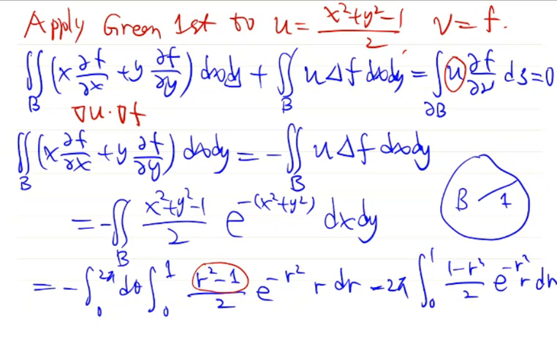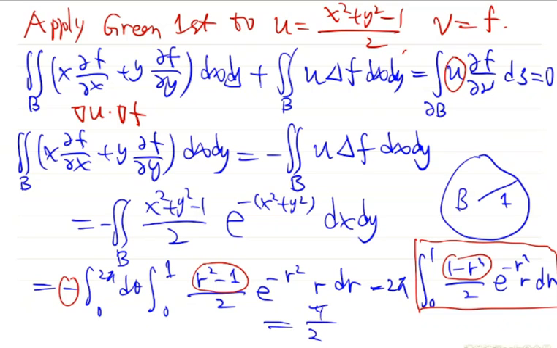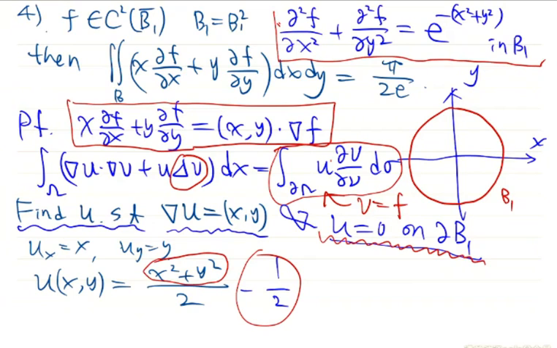This term, because of the minus sign here, becomes 1 minus r squared. Okay, so this integral can be computed, not difficult, and the result would be pi over 2e. Okay, so this proves our desired result. So the key point here is to apply the first Green identity as what we did in the previous example. But how could you think of Green's first identity?